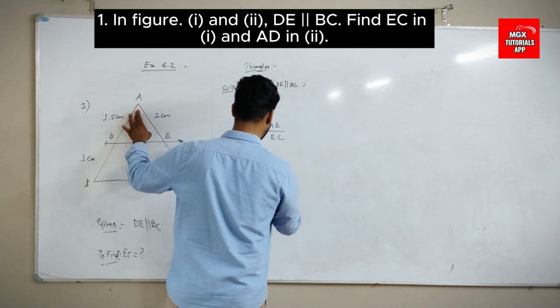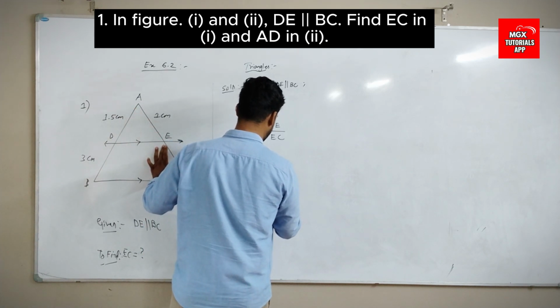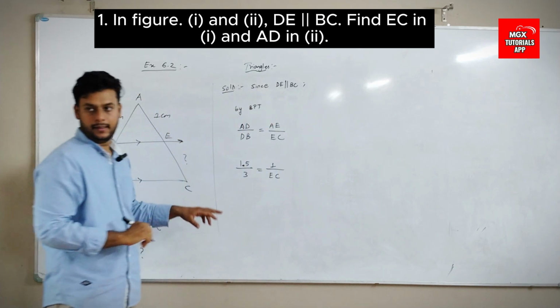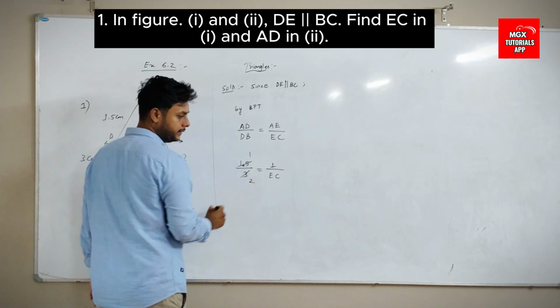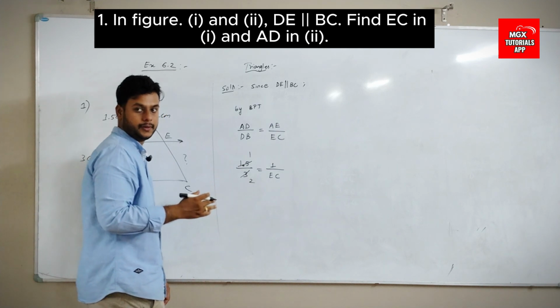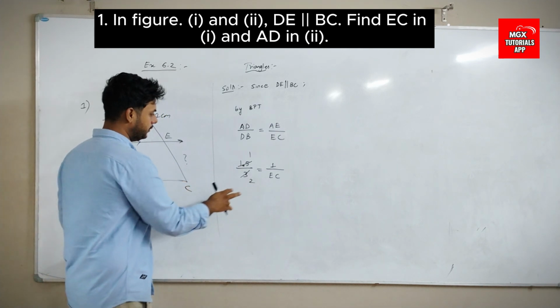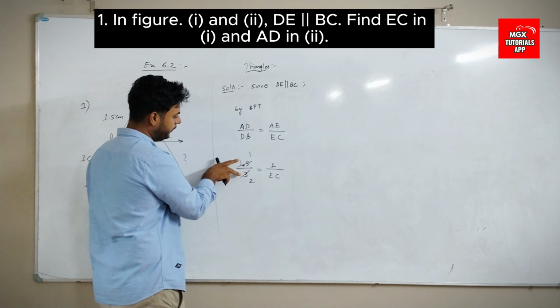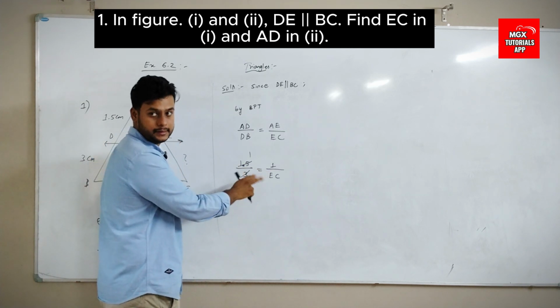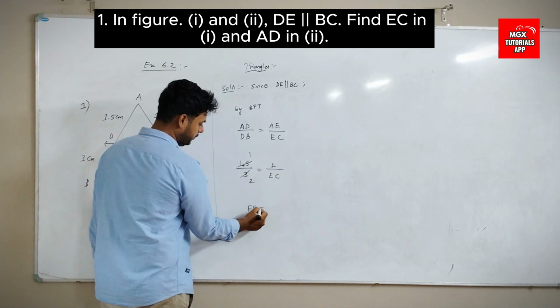AE is 1 centimeter, by EC. I only need to find AC. 1.5 ones are 1.5, 2 ones are 3. 1.5 plus 1.5 is 3 centimeter. So EC is equal to 2 directly, I can equate. Or else if you take it to the numerator, you become 2 by 1, EC by 1. So EC is equal to 2.